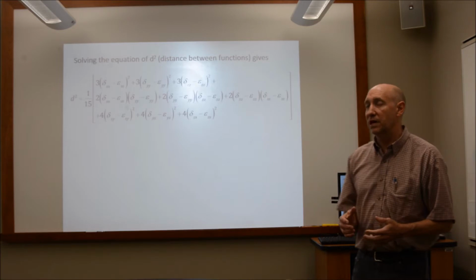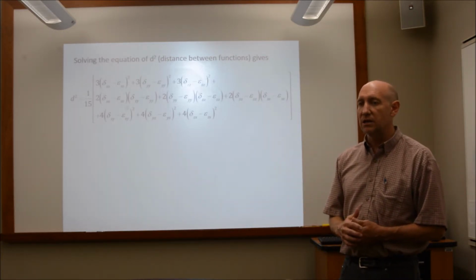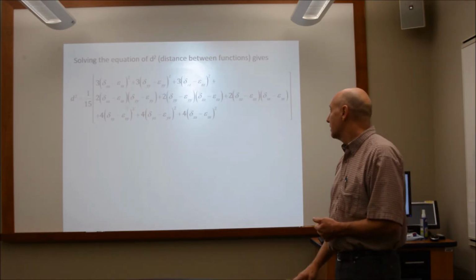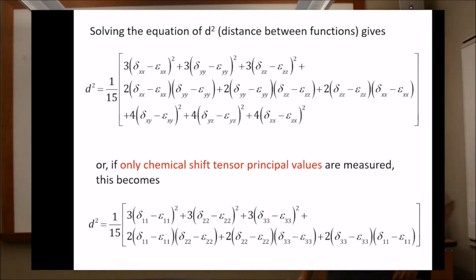So now we have something that we can put in this d squared equation that we showed initially and get an equation out. So if we do it for full tensors, all 6 components, and we do the math, here's what the distance comes out to be. We just put in the delta for one method and epsilon from another method or from theory, and we do the math, and we can get a distance out. If we have only chemical shift tensor values, 3 shifts for every nucleus, the math becomes a little simpler, some of the terms drop out, and here's the expression we would use if you go through the math.